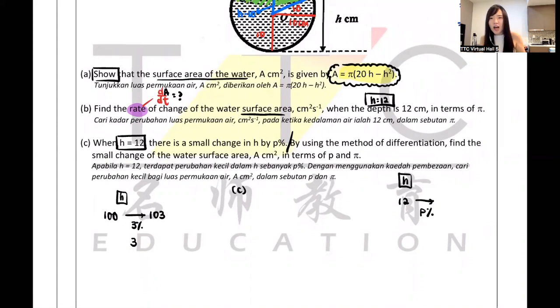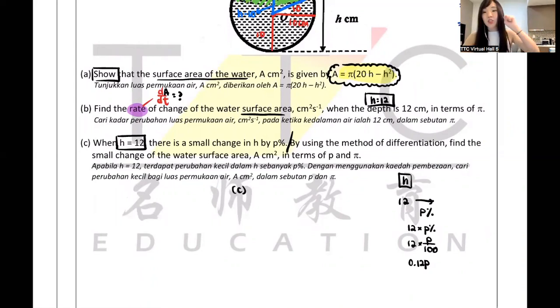So whenever we say percentage, now they say there will be a small change of P%. So how do you know the small change? You take 12 times P%. P percent means times P divided by 100. So 12 divided by 100. Do you realize the small change is 0.12p? Very good, Melissa. It will be 0.12p.